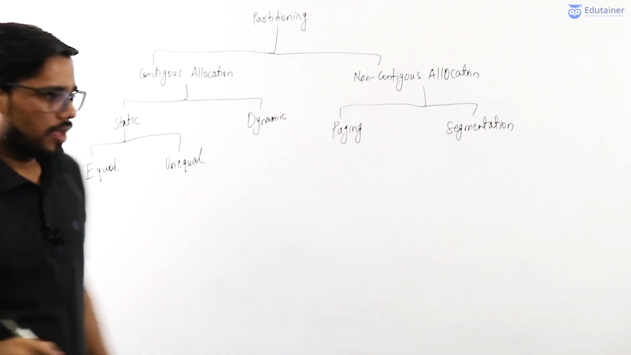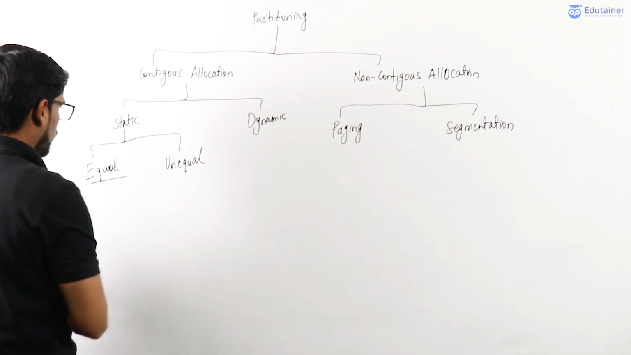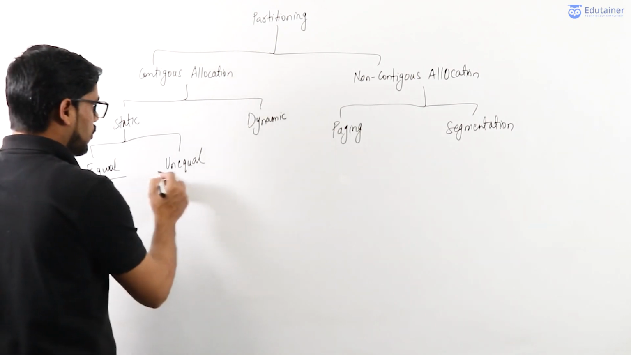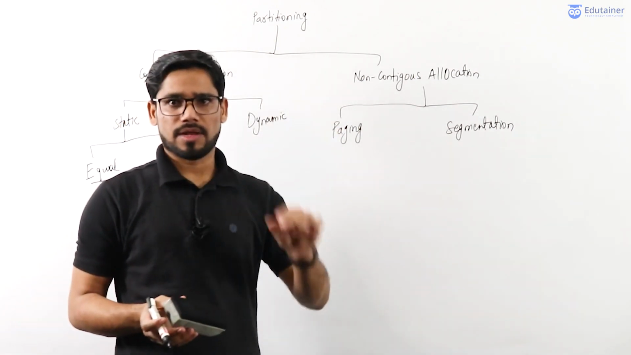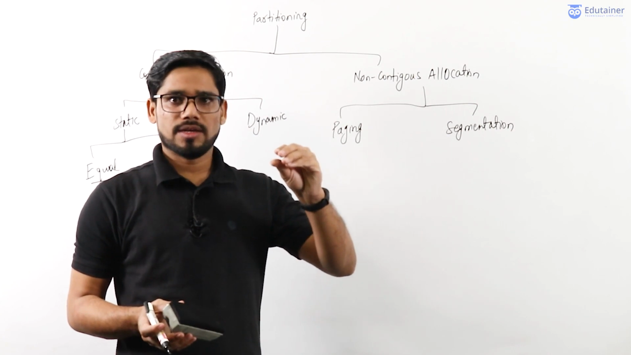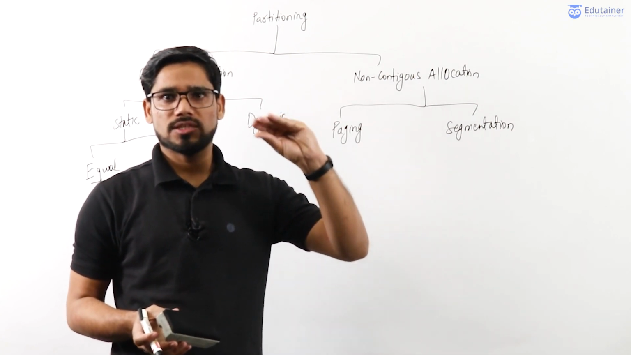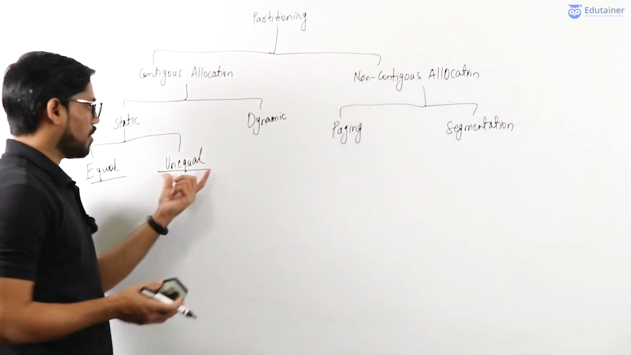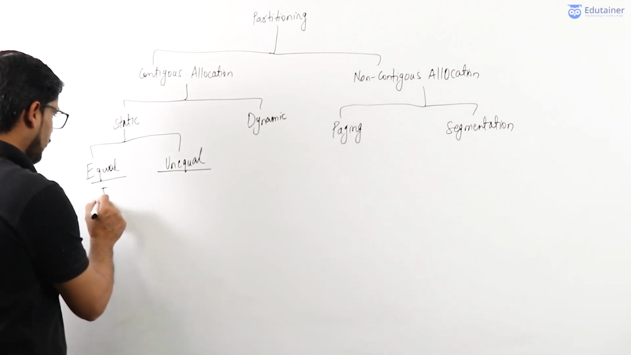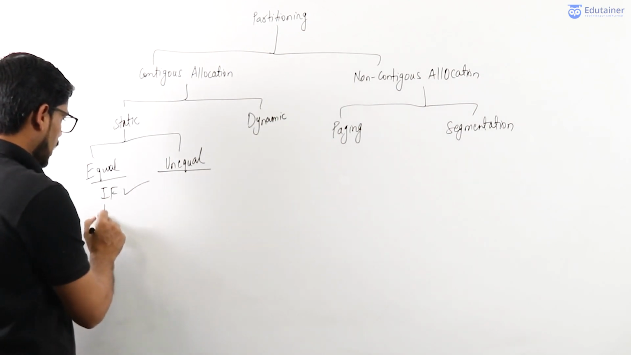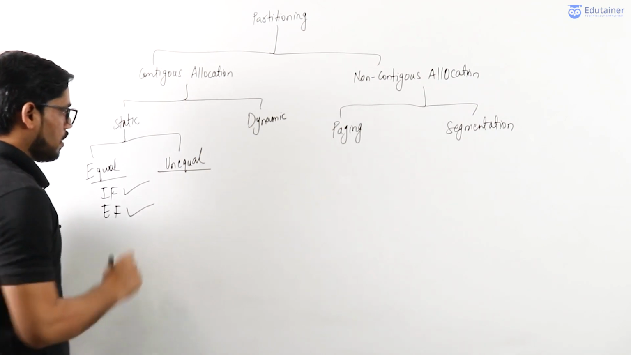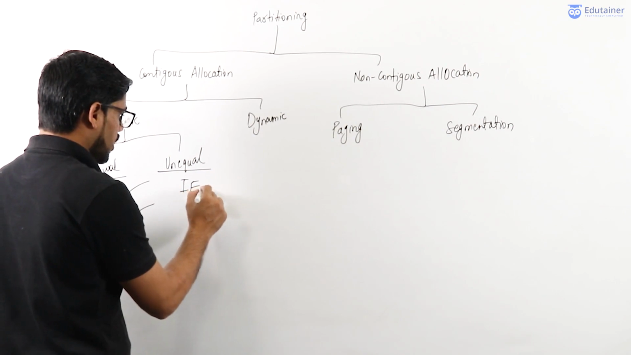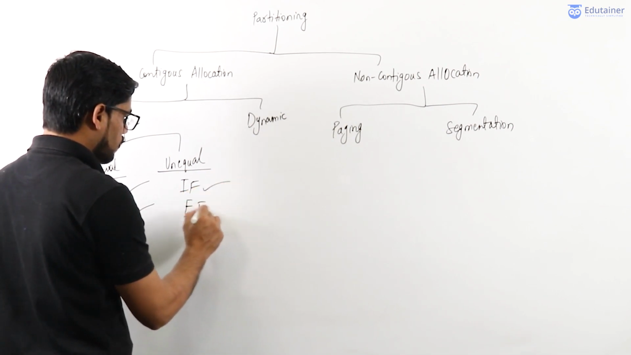Now in equal, the memory is divided into equal parts. In unequal, the memory is divided in a random manner. Let's say the first slot size is 1 MB, the second slot size is 3 MB, then 5 MB. So in unequal manner the memory is divided. Here internal fragmentation problem is high, external fragmentation problem is also high. Here also in unequal partition, internal fragmentation is very high and external fragmentation is also very high.